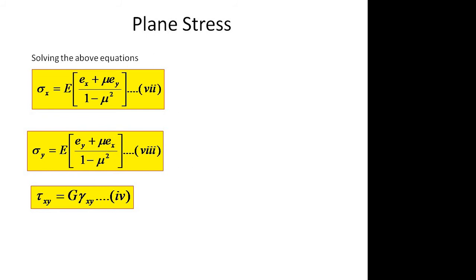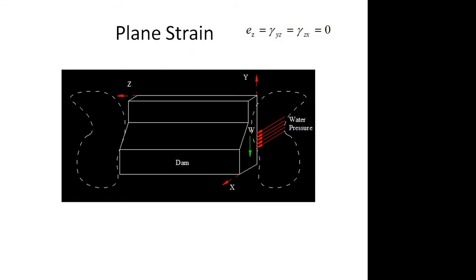Okay, so from Ex and Ey, finding sigma x is easier. So that's why we have solved these two equations and we are writing the equation for sigma x and sigma y. Now we can go on to plane strain condition. So in the plane strain condition, as I said before, we are considering the strain along one direction, normally along the z direction, to be 0. That is, the normal strain Ez and the shear strain gamma yz and gamma zx are equal to 0.